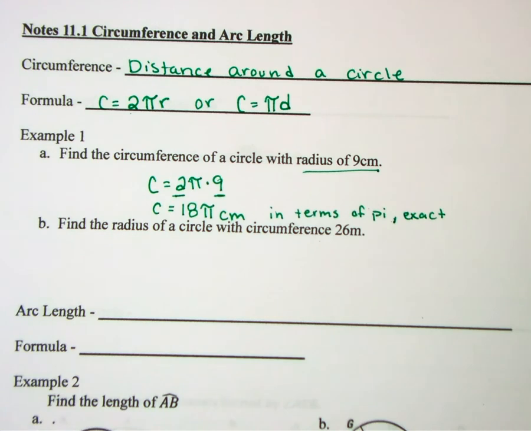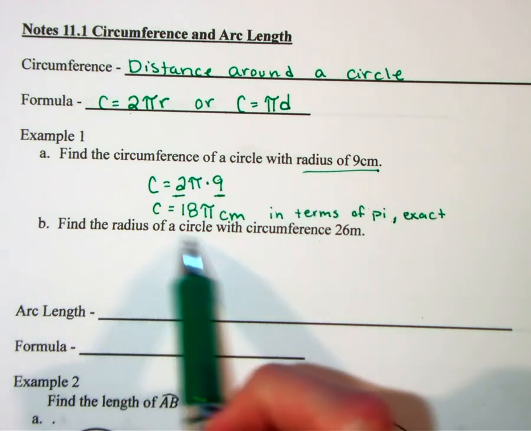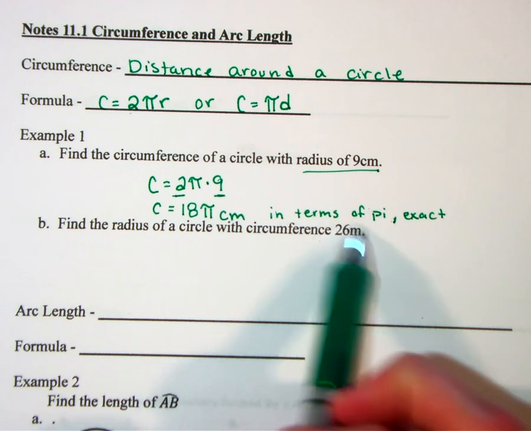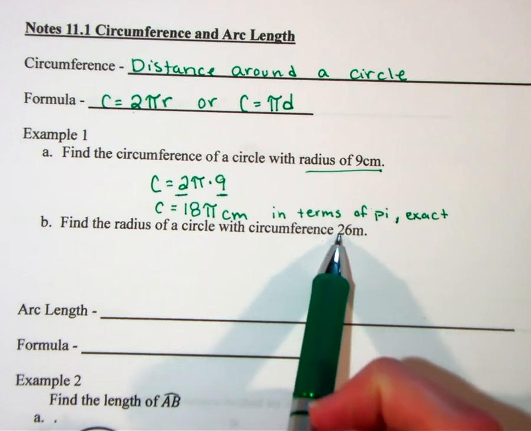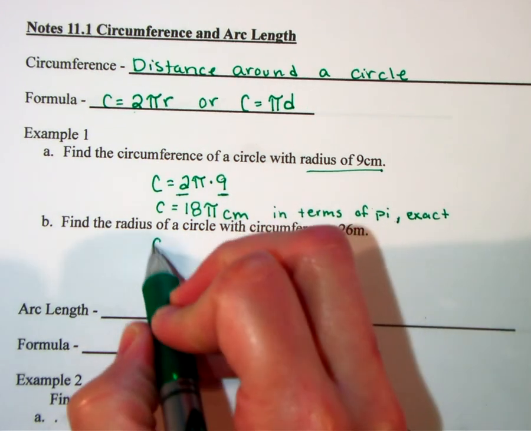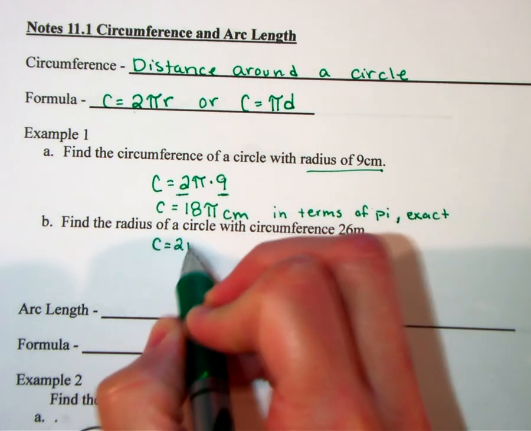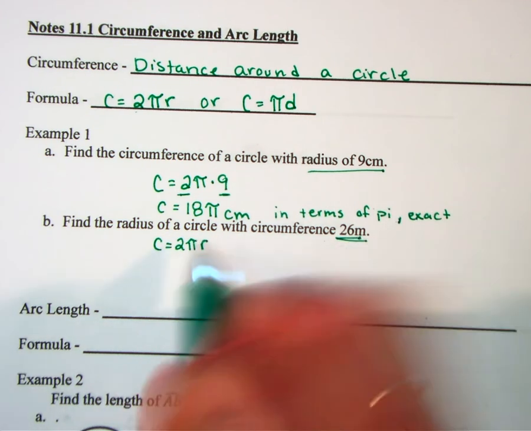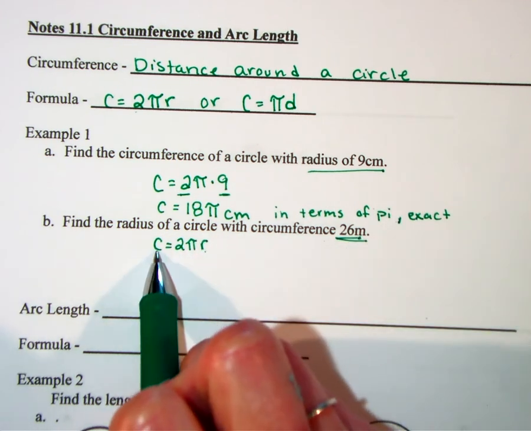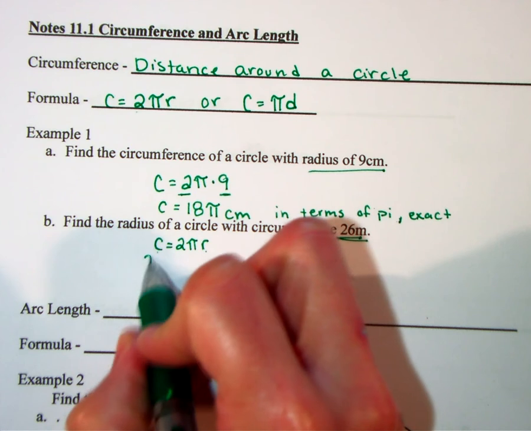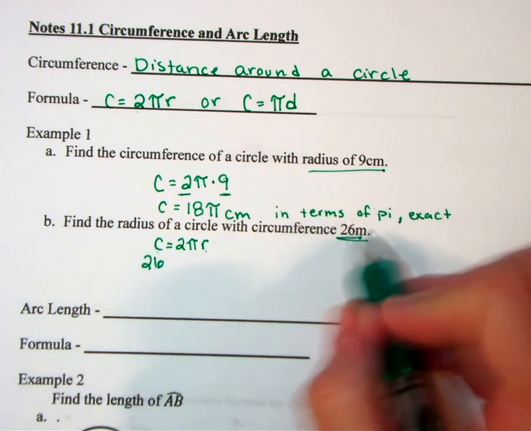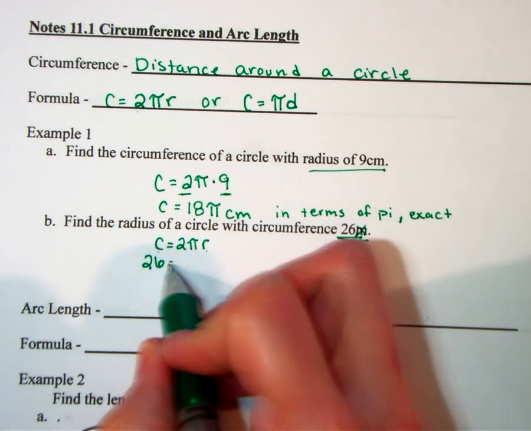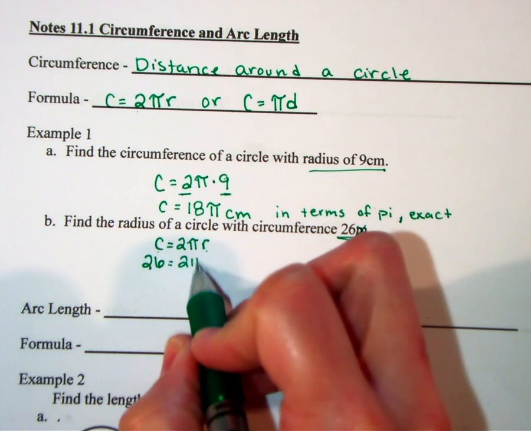Okay, this one goes backwards. It says find the radius of a circle whose circumference is 26 meters. Notice that there's no pi there, so it's not in terms of pi, so we have to be a little bit careful here. When we go circumference equals 2 pi r, I actually don't know my radius. So this 26 number does not go in for the radius, it goes in for the circumference. So it would be 26, not 26 pi, because there's no pi there. That meters is just a label, so that doesn't come into our equation. And then it would be 2 pi radius.